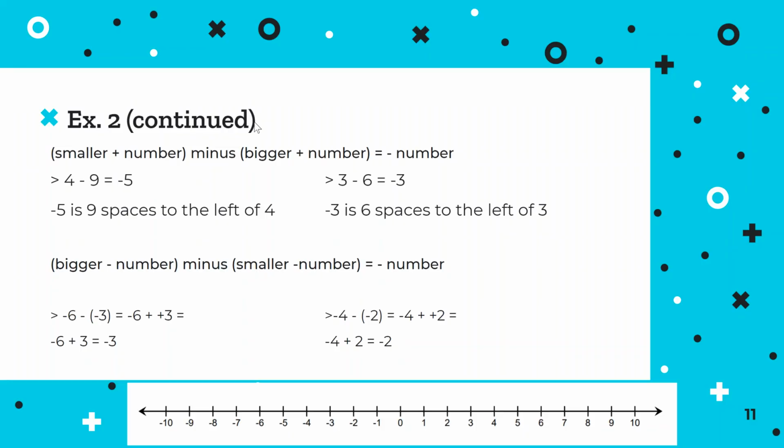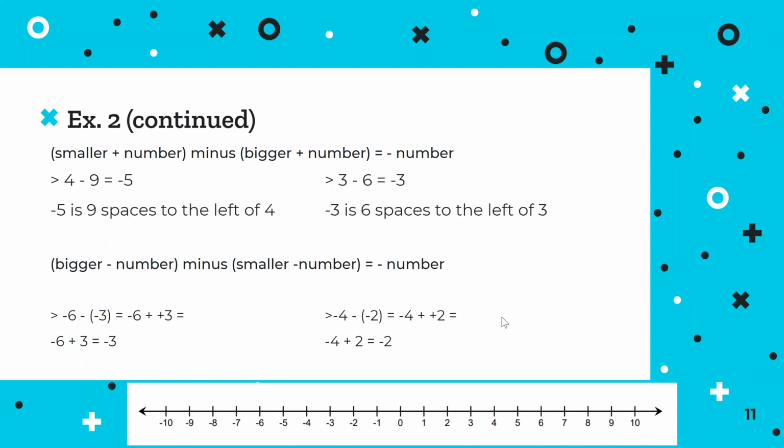All right, so next we have a smaller positive number minus a bigger positive number, which will give us a negative number. And so if we direct our attention over here to this problem right here, we have 4 minus 9 equals -5. Okay, so down here I have written that -5 is 9 spaces to the left of 4. So I want you to think of it in terms of that.